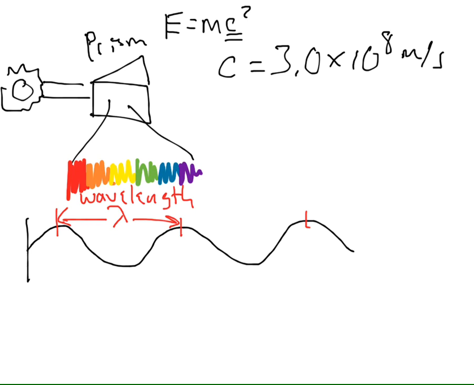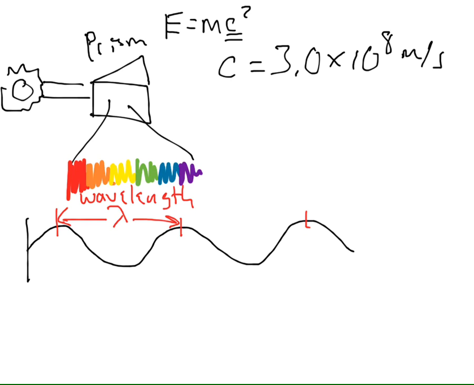Okay? So the difference in red versus orange, it's not the speed, all the same speed, it's how long the wave is. Okay? So orange is actually a shorter wavelength than red. And yellow is shorter than orange, and green is shorter, and blue is shorter, and violet is shorter. Okay, so they all have different wavelengths.